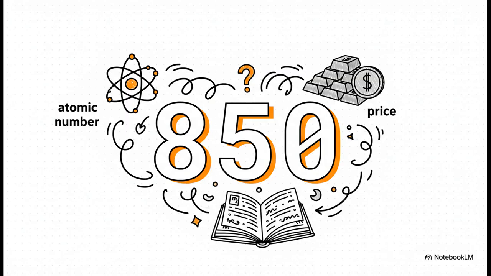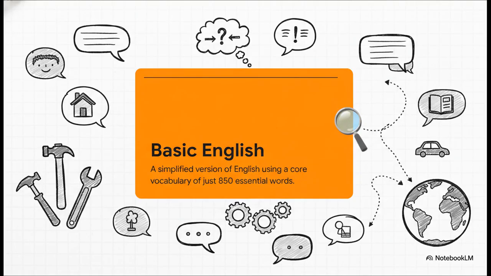And no, that's not the price of silver or its atomic weight or anything like that. It's the number of words. You see, Basic English is what's called a controlled language. It was created way back in the 1930s by a linguist named Charles K. Ogden. And his big idea was that you could say pretty much anything you need to for everyday life with a super carefully chosen toolkit of just 850 words.